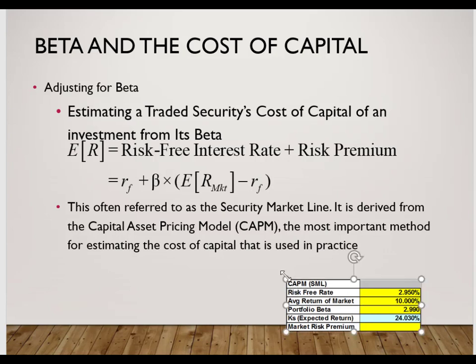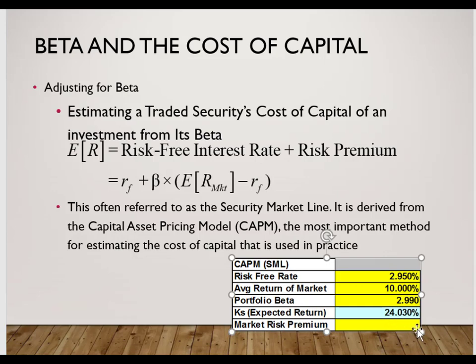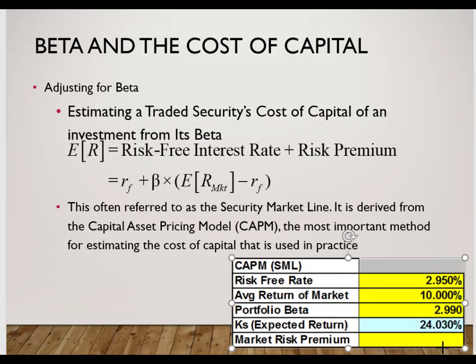In several worksheets, you will find a little place where you can calculate the expected return on a stock. So if the risk-free rate was 2.95, the average rate of return on the stock market is 10, and portfolio beta is 2.99, that means the expected rate of return for this particular asset is 24.03.